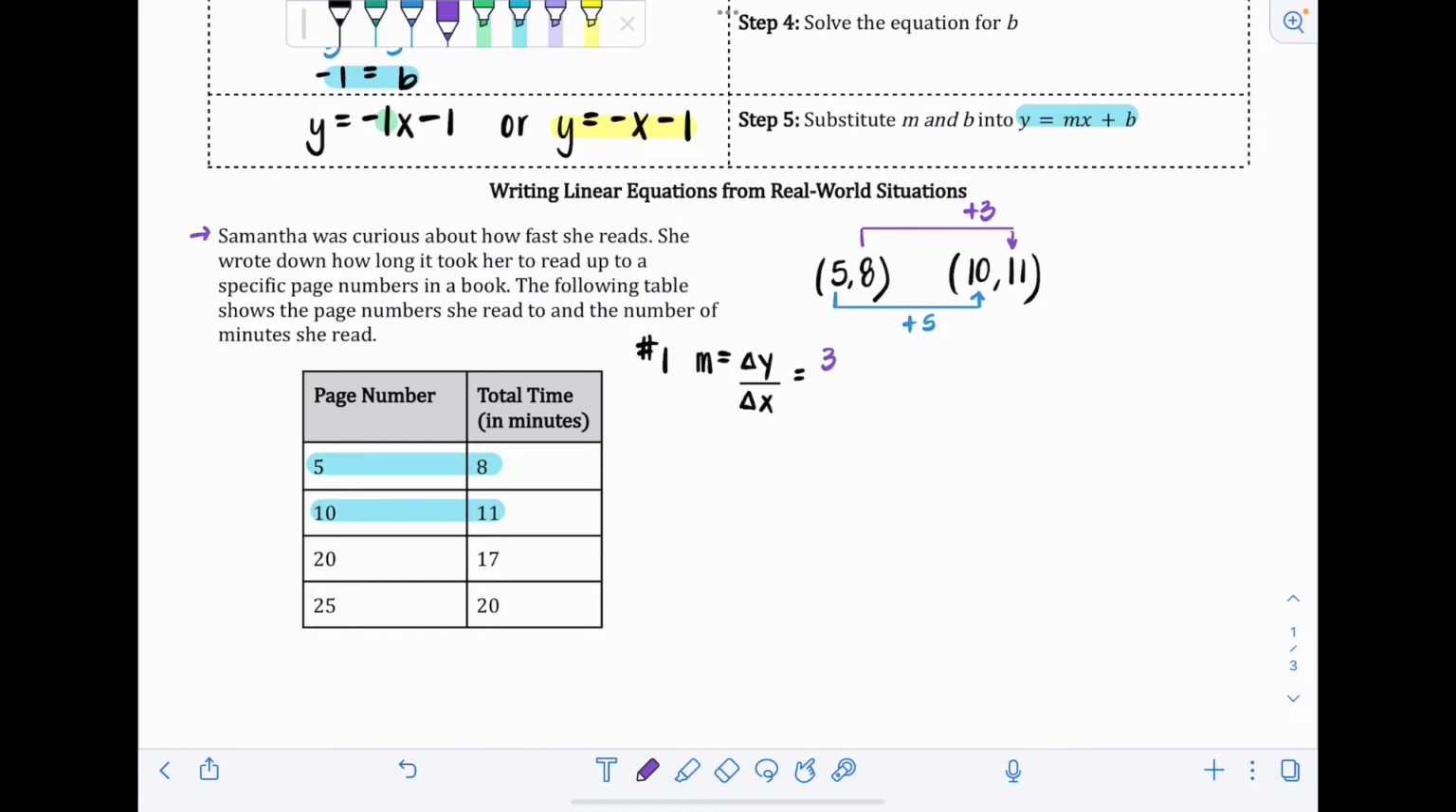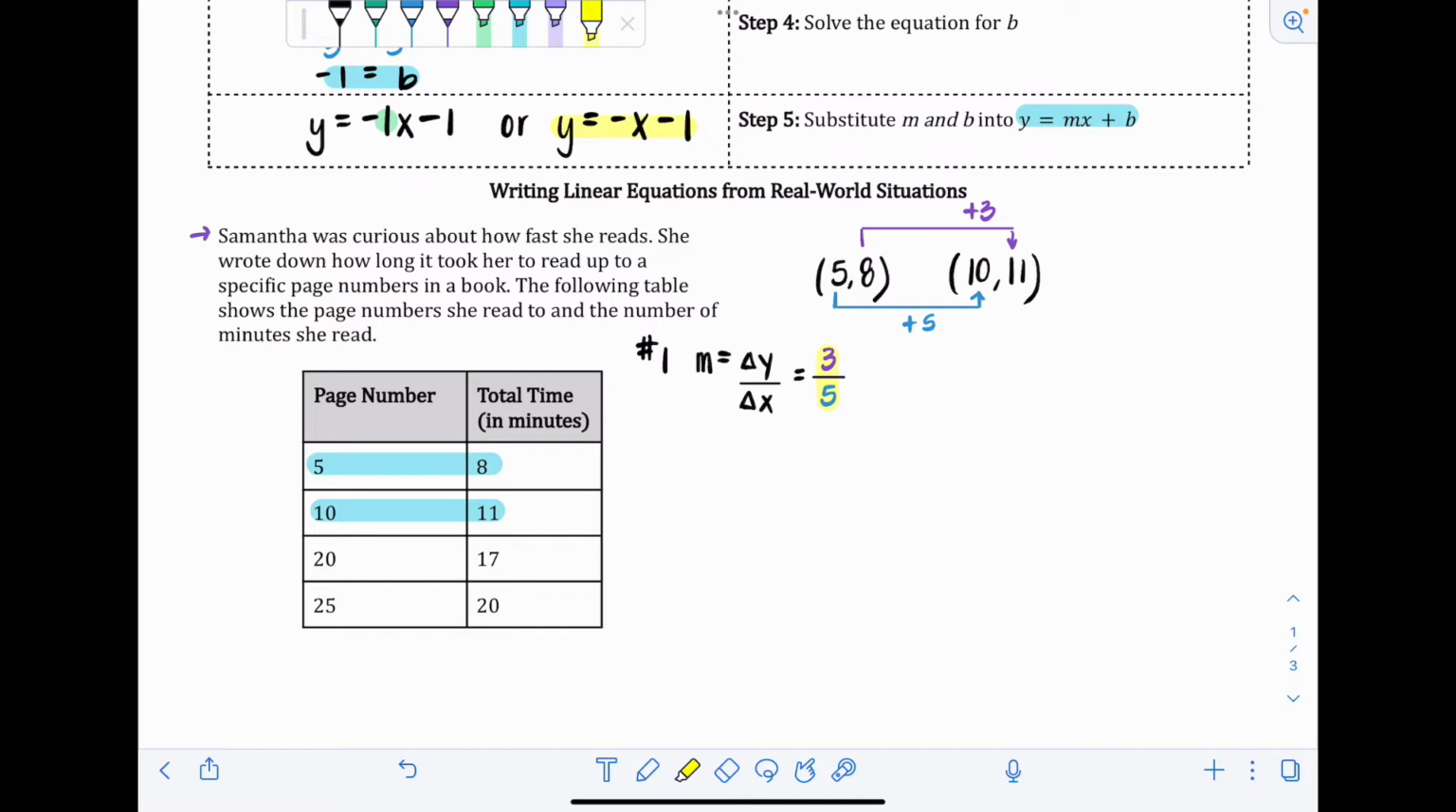My change in x is 5. I went up 5. So 3 over 5 is my slope. And it's actually better just to leave it as a fraction. So we're going to leave it as 3/5 as opposed to changing it to a decimal.